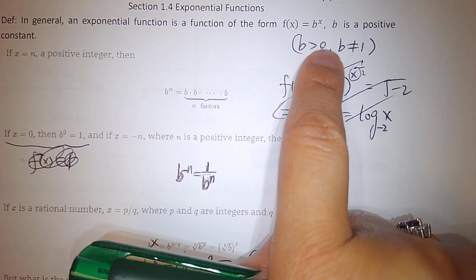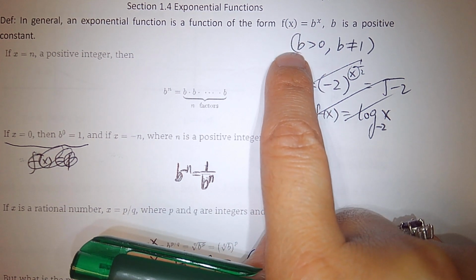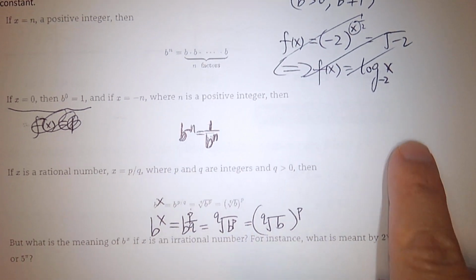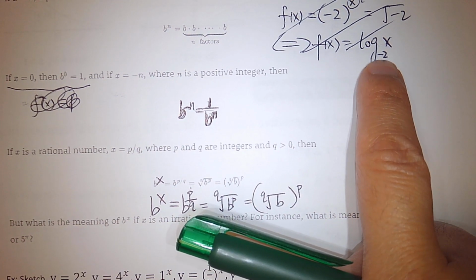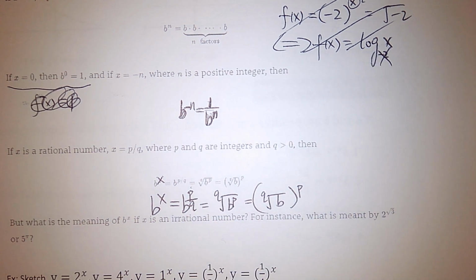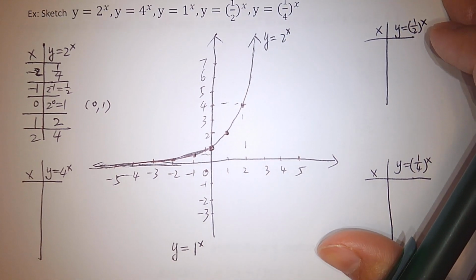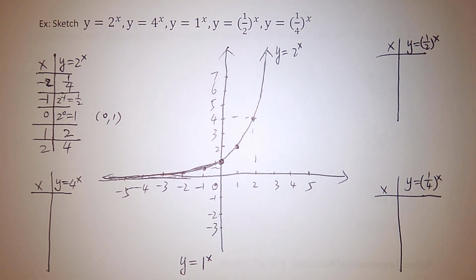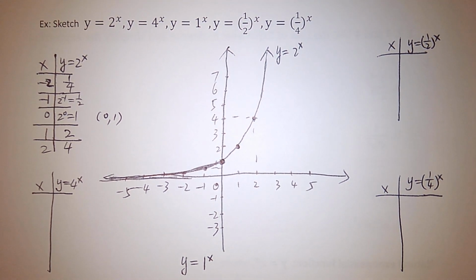Okay, we know there is no negative base for exponential functions and logarithm functions. For the logarithm function, log of x to base b, this base cannot be negative either. Okay, I'll let you know later.